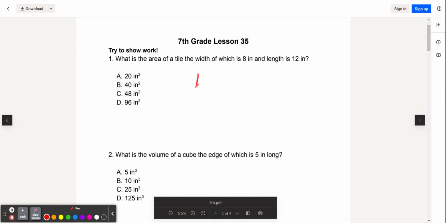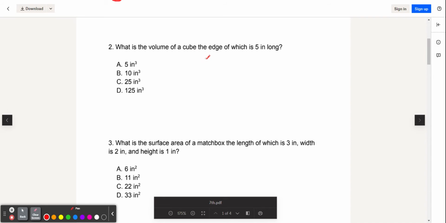A tile is square or rectangular, in other words a quadrilateral, and we know that the area of a quadrilateral is length times width. Luckily for us, both length and width are given. Length is 12 inches, and the width is 8 inches, giving us 12 times 8 equals our area. 12 times 8 is 96, and we can't forget our units, which is inches squared for area. This is answer choice D.